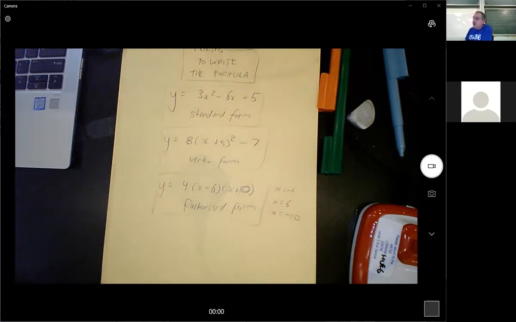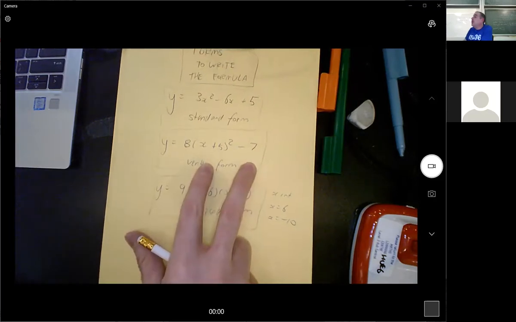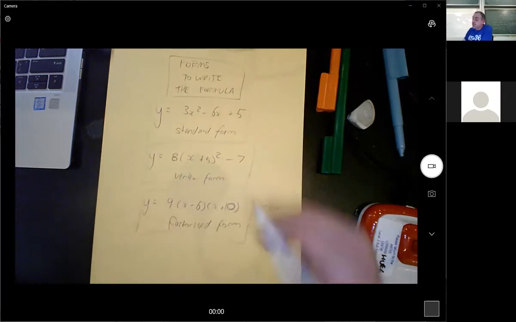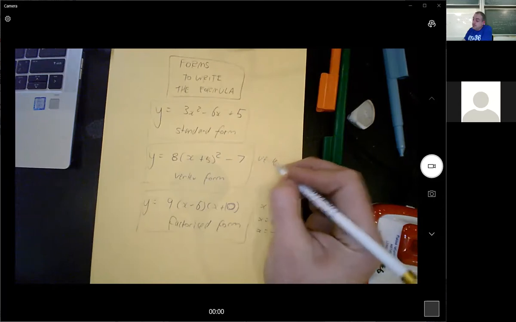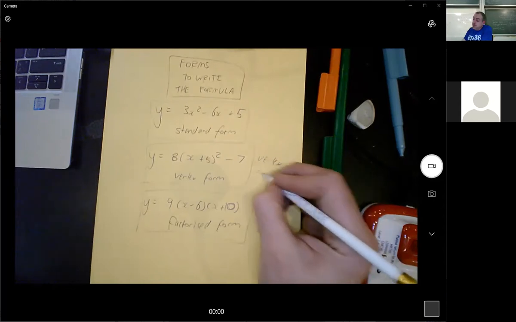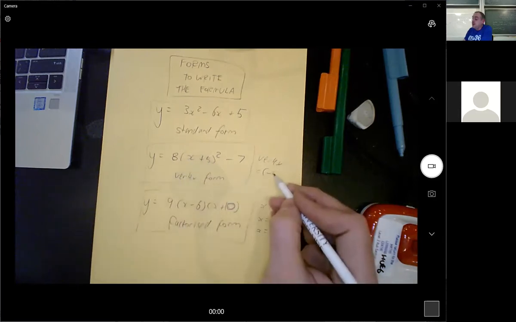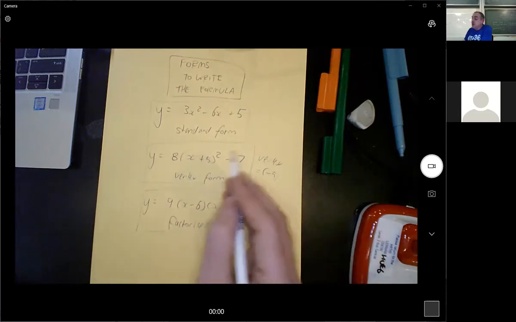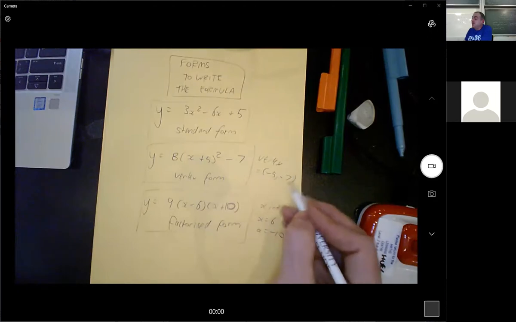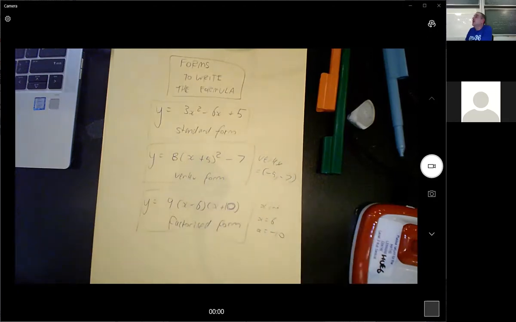All right, the vertex form will tell you what the vertex is. So this vertex, it will be the opposite of what's here next to the x, and it will be the same as what's here for the y. You don't need any formula there? Nope, it's right there in the formula if it's written in that format.